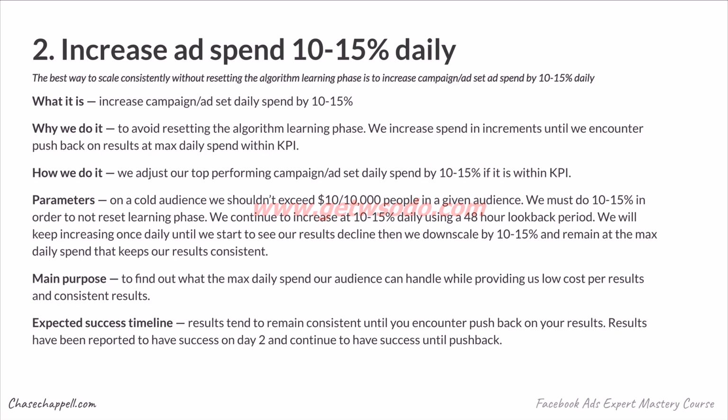And we must do 10 to 15% in order to not reset that learning phase. And then we would continue to increase daily using a 48-hour look back period. What that means is basically, as long as your results are where you want them within 48 hours, so every 48 hours you would check your time frame for the past 48 hours and say, okay, I want my cost per result to always be under $5. And if it is under $5, you would increase your daily spend by 15%.